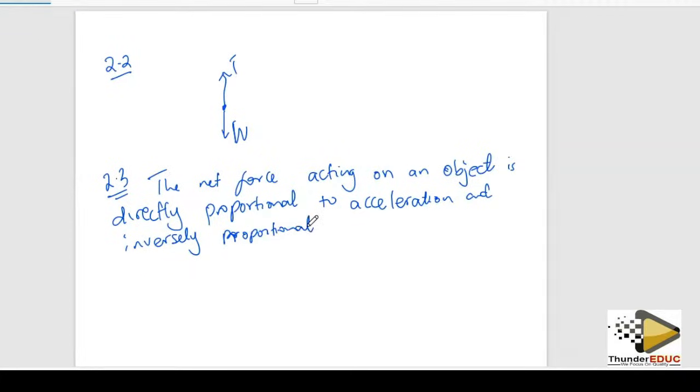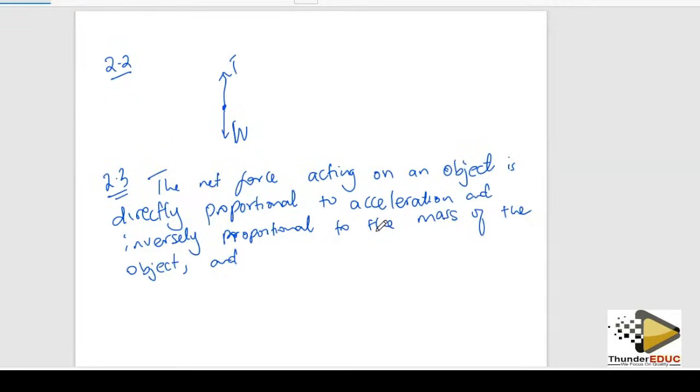Inversely proportional to the mass of the object. The net force acting on an object is directly proportional to the acceleration and inversely proportional to the mass of an object.